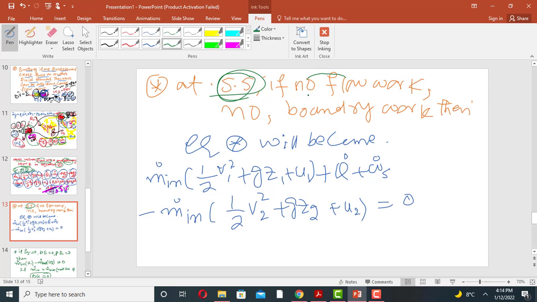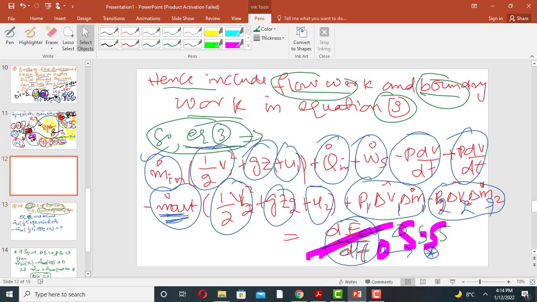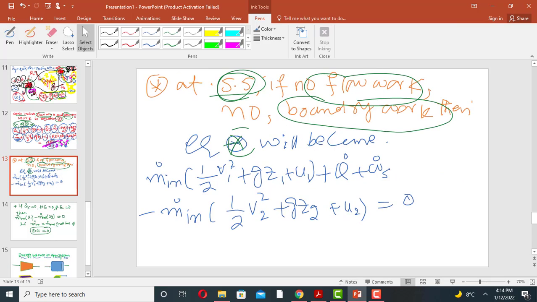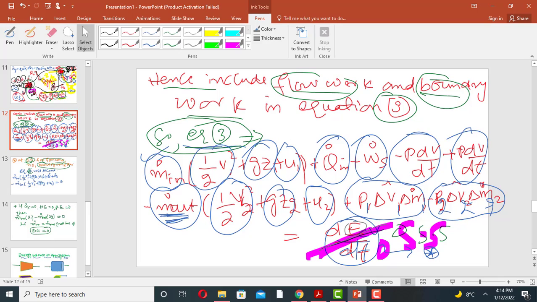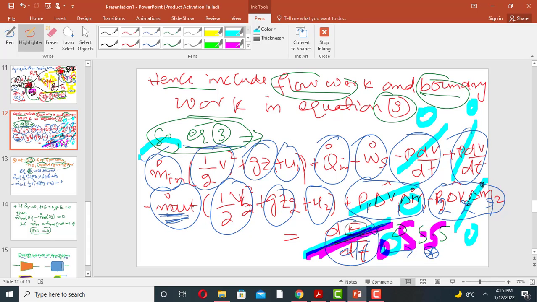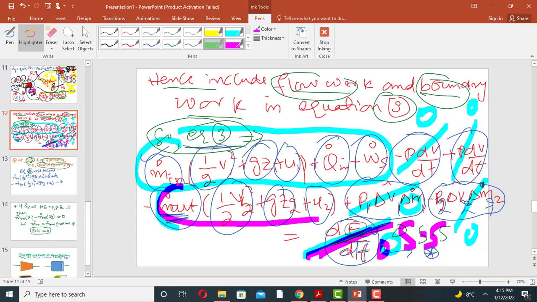Similarly, if there is no accumulation, no flow work, and no boundary work, then equation star will be equal to, what is equation star? This is equation number star. So at steady state, first of all this term will be 0, and there is no flow work and no boundary work. No boundary work means no compressional work and no expansion work, so these terms will be 0. No flow work, these terms will be 0. Only this term will appear: input minus output, and this will be equal to 0.